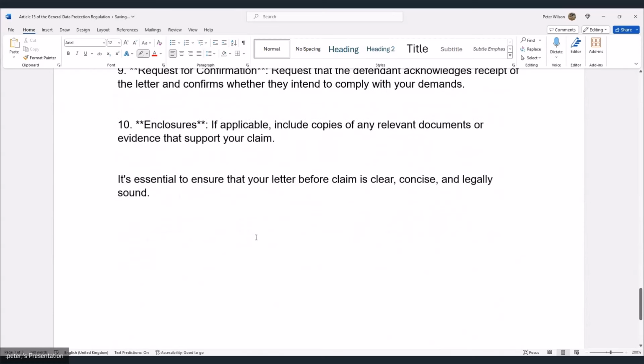It is essential to ensure that your letter before claim is clear, concise, and legally sound. That's why we're going to go over the letter before claim with you now. So that is coming straight out of the actual government's website and all of the regulations. Now that states clearly that you have the right to send the SAR and that you have the right to see and know how they are processing the data.